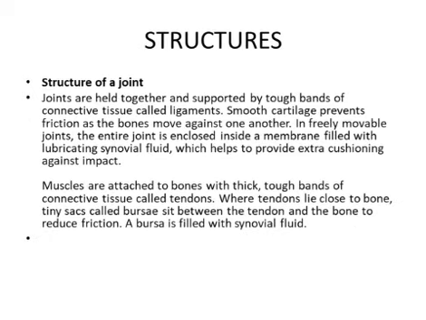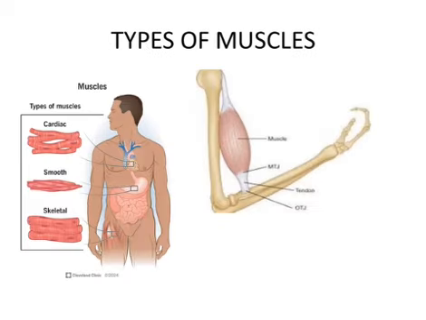Structure of a joint. Now we'll understand the structure. In structure, just remember the joints are held together by ligaments or cartilage. These are the two important parts between the two bones, and they hold the joint together. Basically, they are connective tissue. Now, in between the two bones, you will see the synovial fluid.